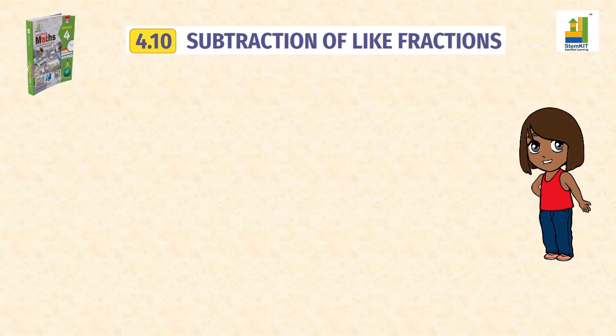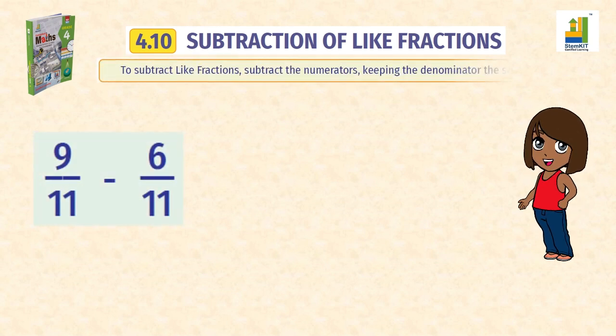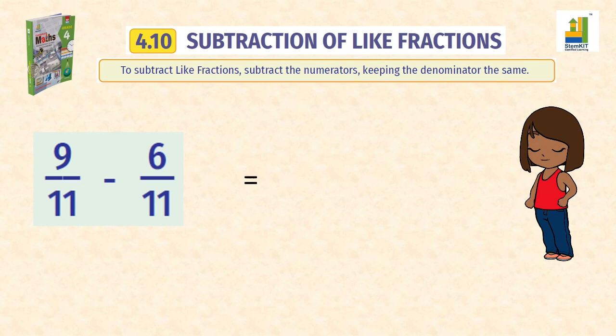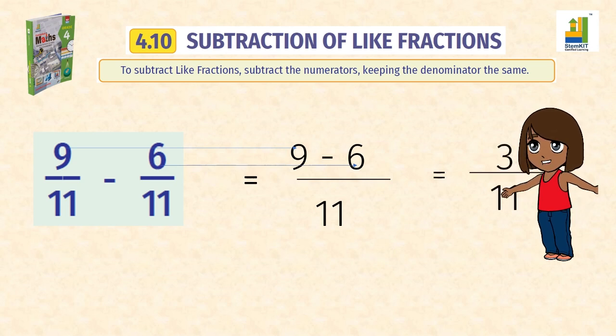To subtract like fractions, just subtract the numerators, keeping the denominator the same. Here, we do the subtraction 9 minus 6, keeping the denominator, 11, the same. So we get 3 by 11.